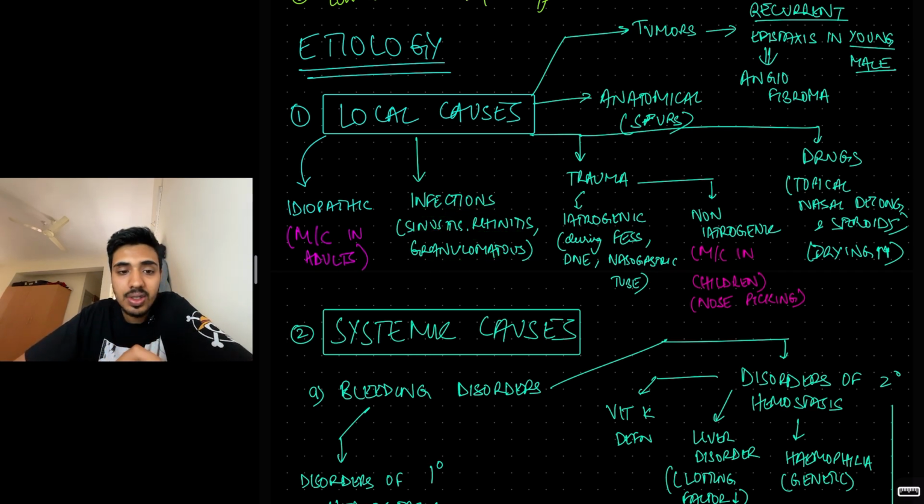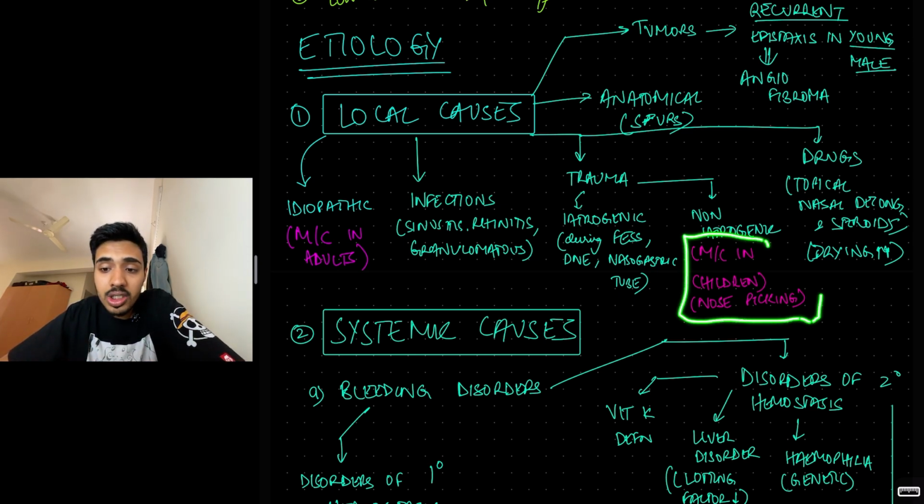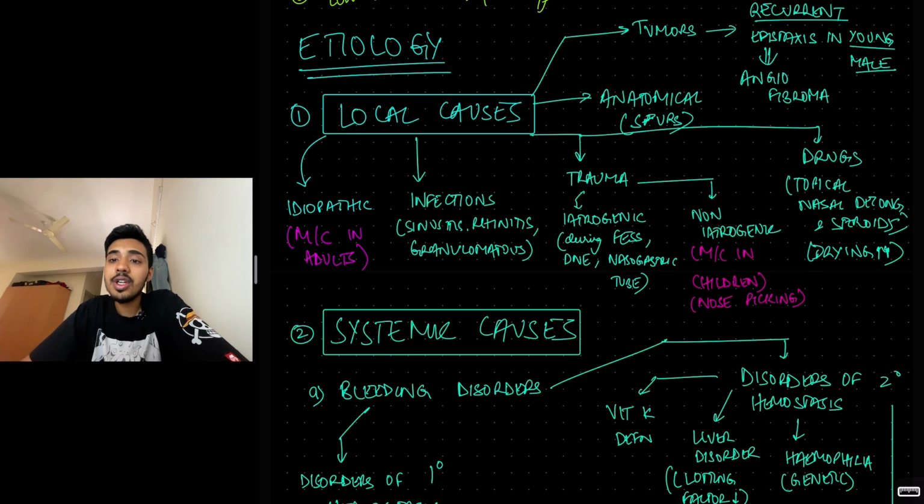Then trauma. Trauma can be iatrogenic, due to human error during functional endoscopic sinus surgery, during diagnostic nasal endoscopy, or during nasogastric tube insertion. Then you can have non-iatrogenic trauma, for example nose picking. Nose picking is actually the most common cause of epistaxis in children.